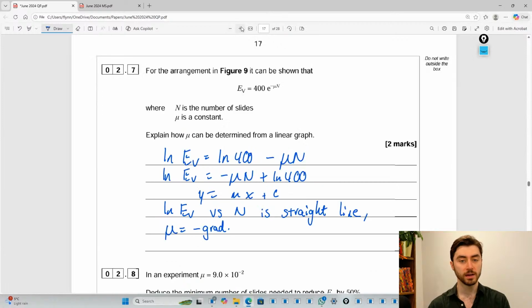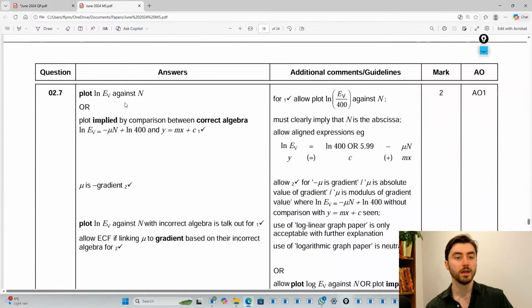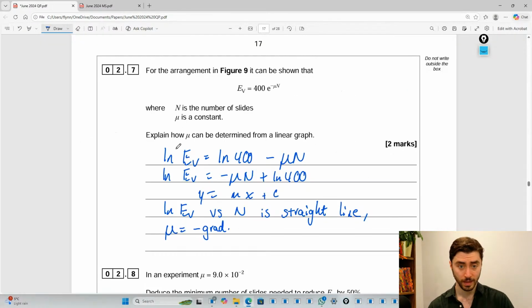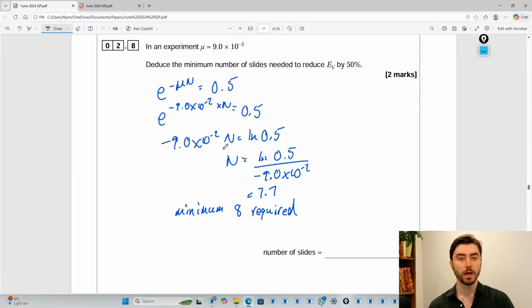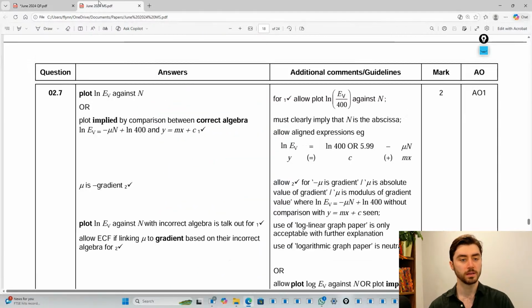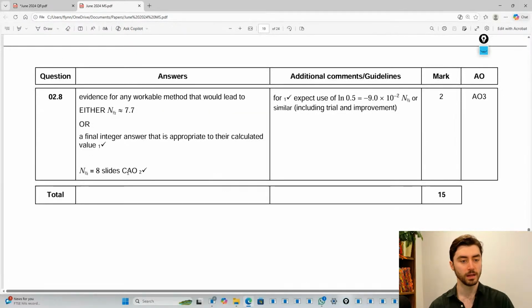So then here, if we have this relationship, to get it into the form of a straight line, let me just check I did that correctly. So you plot ln EV against n. And it's a straight line, and mu is the negative gradient. There. Cool. In this experiment, minimum of 8 slides. Perfect. Ooh, no comments. No comments.